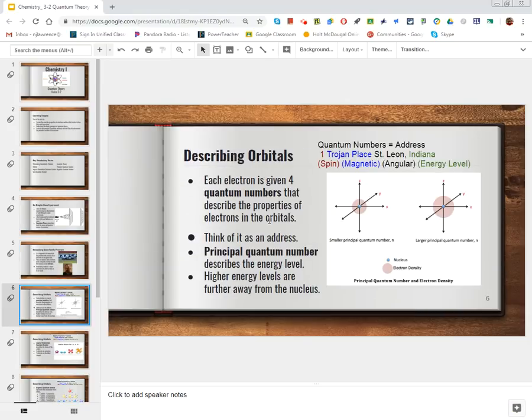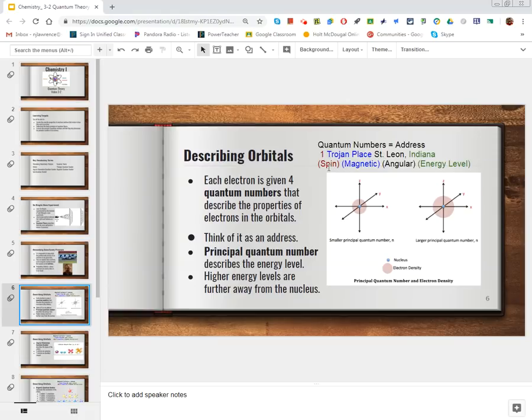So as we move forward, we are going to start talking about the 4 quantum numbers. And I already told you in class, when we talk about quantum numbers, it is best if you think of the quantum numbers much like an address. Our school is located at 1 Trojan Place in St. Leon, Indiana. Well, when I look at an electron, if I want to find the specific quantum numbers of an electron or the address about that electron, I'm going to come up with 4 values that will help me determine where an electron is with the exact position.